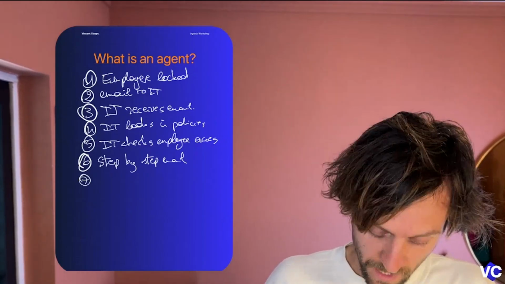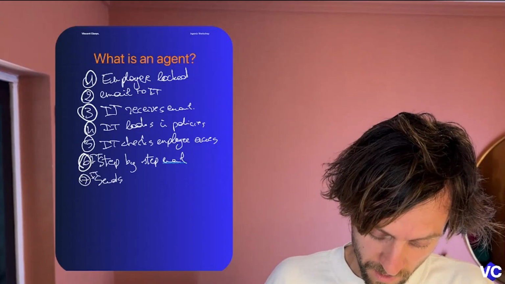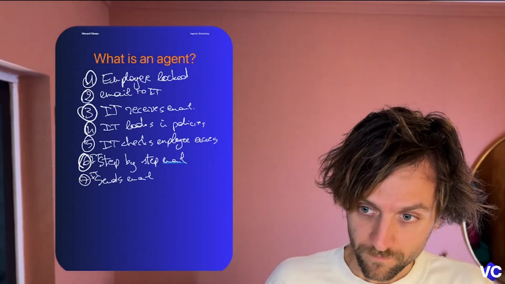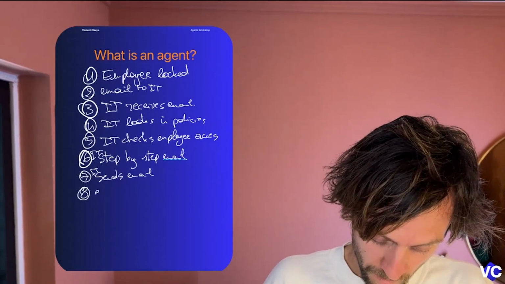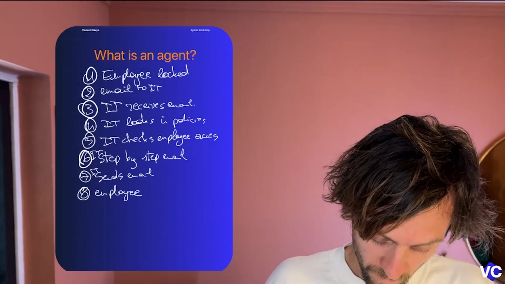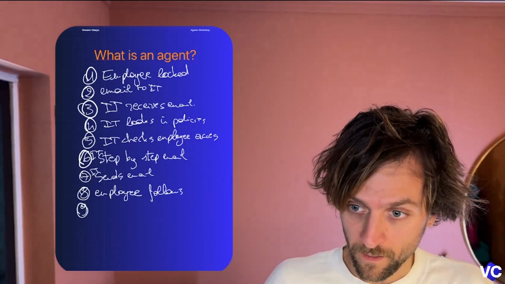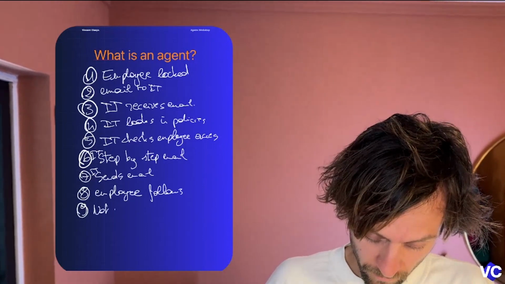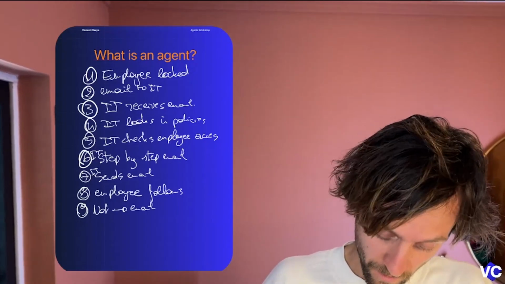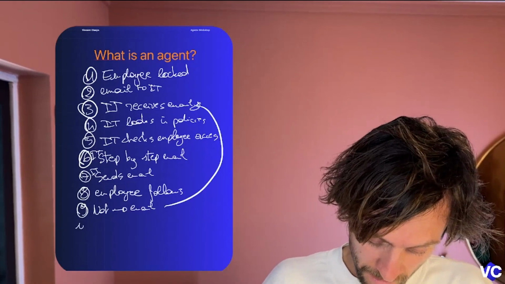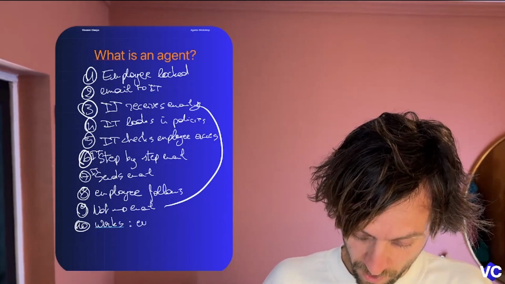Seventh is send email. So that's all IT, right? IT sends email. 8, employee, right? Follows the step. 9, doesn't work, not work, email back. And we start then at 3 again, you see? And then 10, when it works, everybody happy.